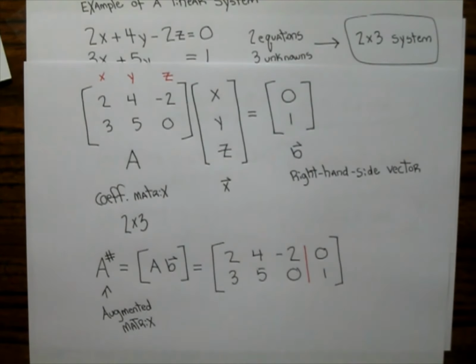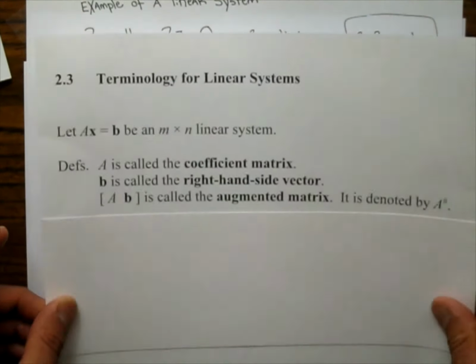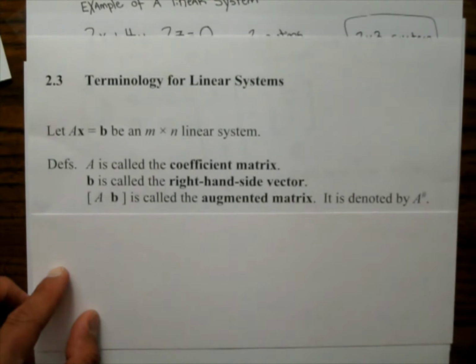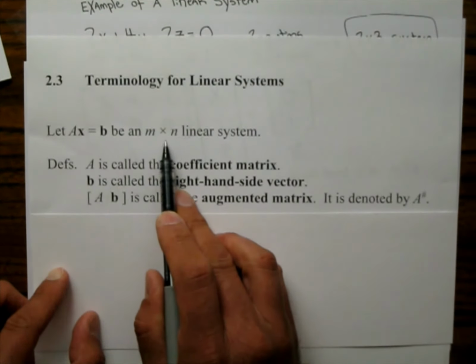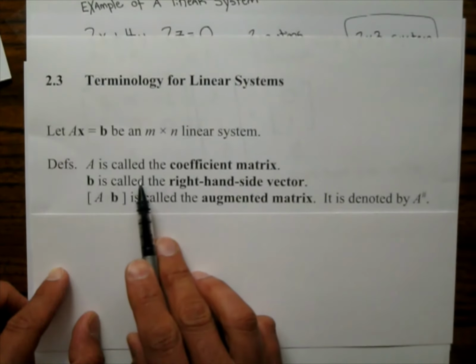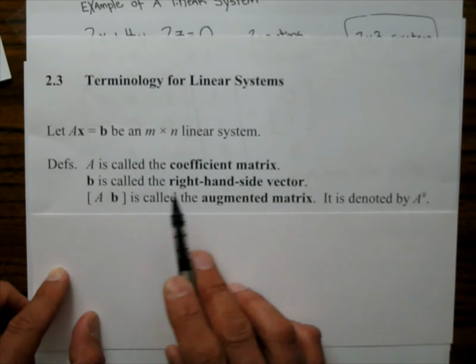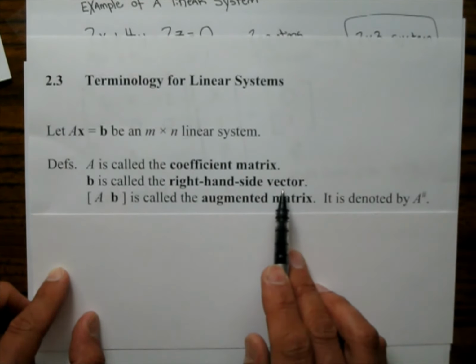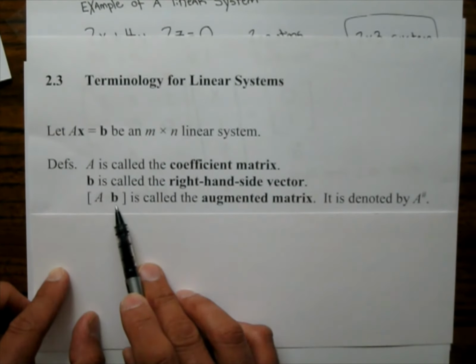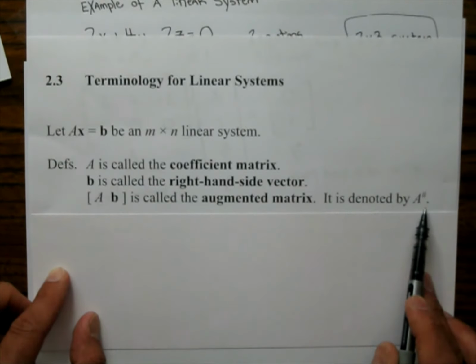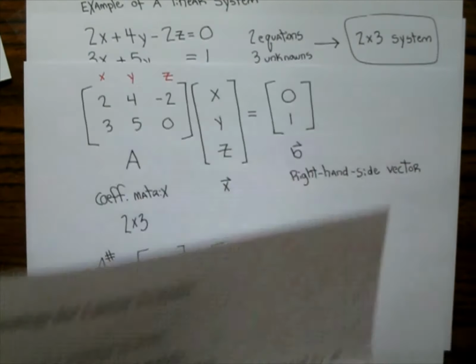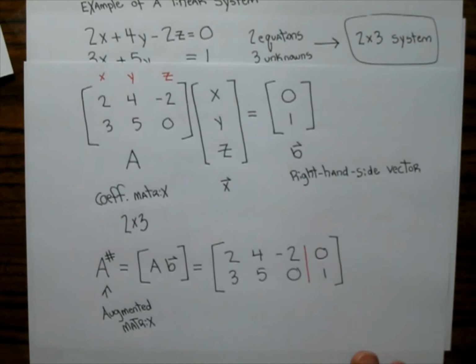The definition and theorem sheet is right here. AX equals B. Let that be an m by n linear system. A is called the coefficient matrix. B is called the right-hand side vector. And A, B, there's the concatenation. This is called the augmented matrix, and it is denoted by what we said here. So that's what we have here.